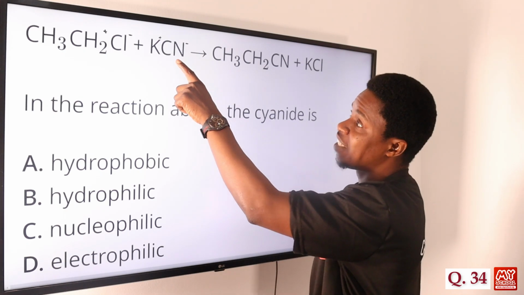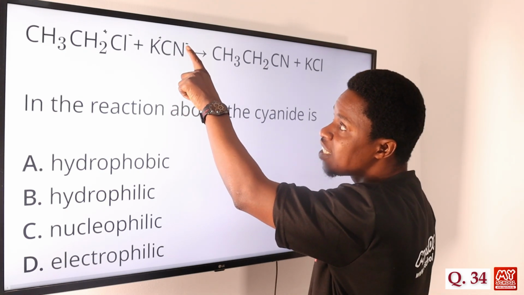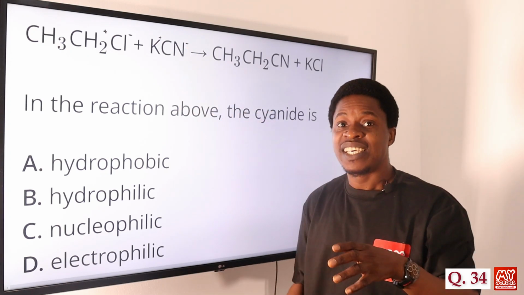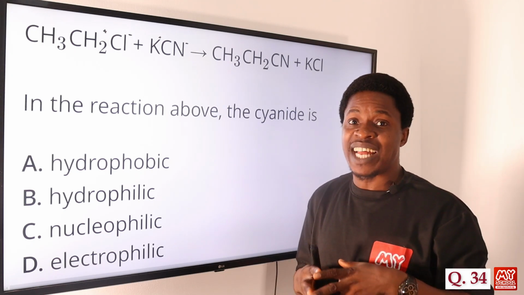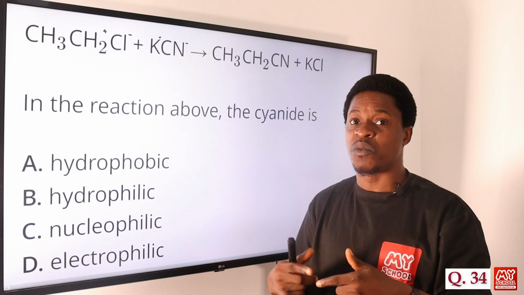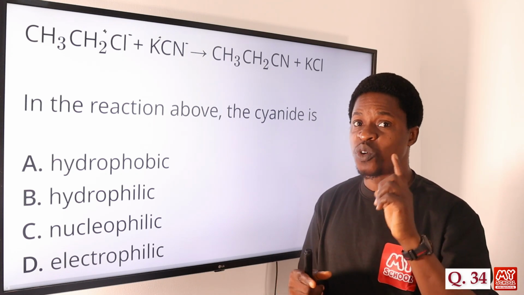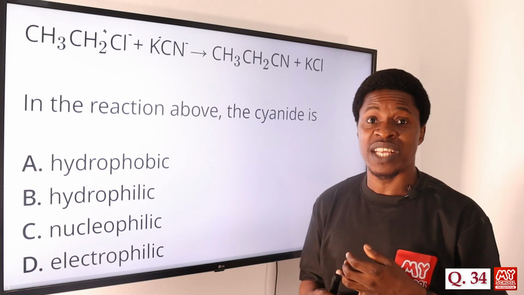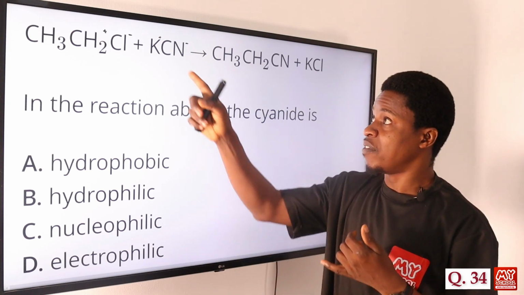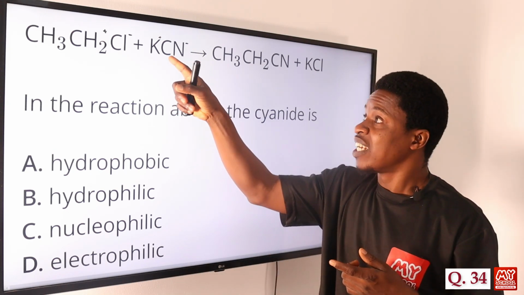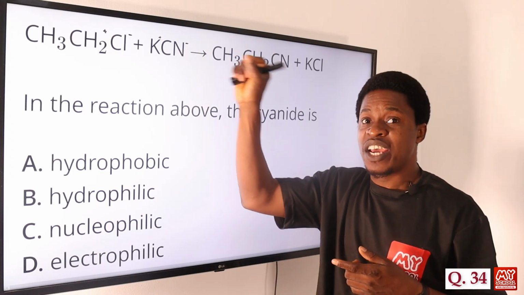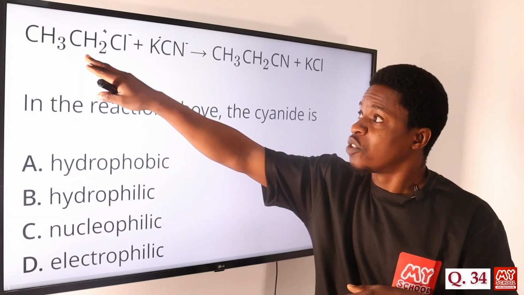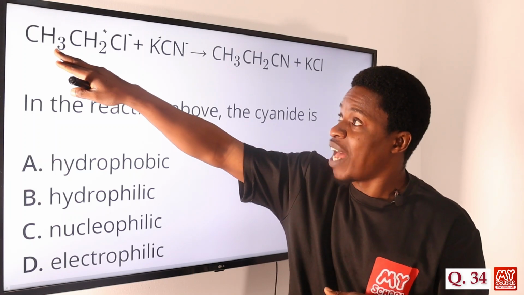Okay, so now in the reaction above, the cyanide is acting as a what? This is the cyanide now, and it is negatively charged here. Definitely it is going to donate an electron. Usually substances that donate electrons, that act as a Lewis base, are what we call nucleophiles, because they have electrons that they are going to donate. Cyanide can be said to be a nucleophile because it is negatively charged and it has a lone pair of electrons that it is going to give out to a positively charged species, like this CH3CH2 now.